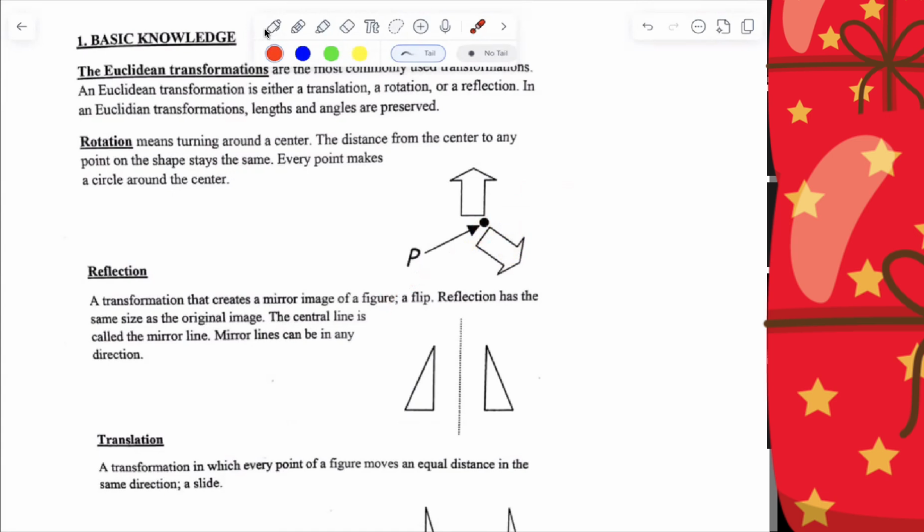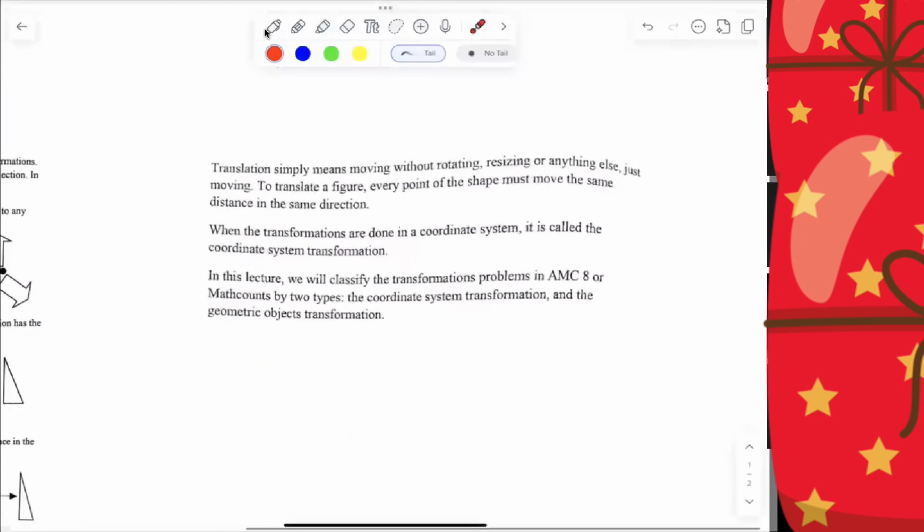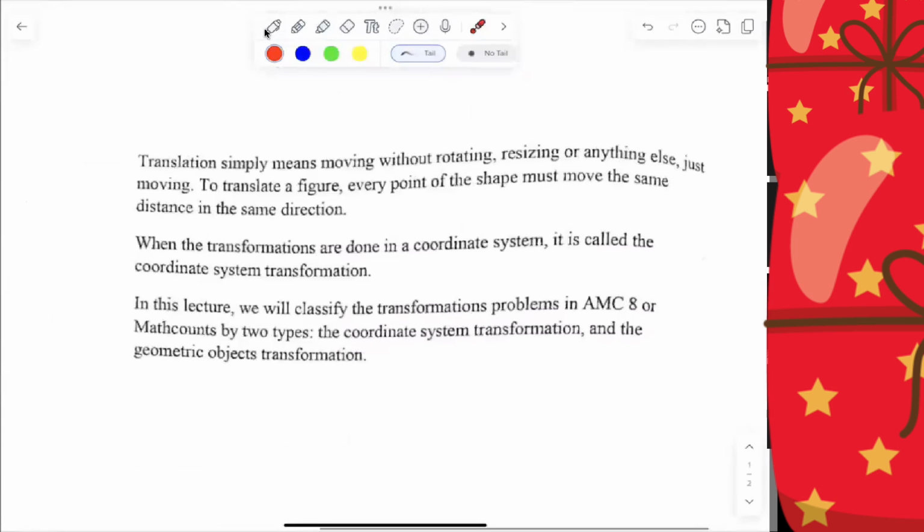A reflection is a mirror image of itself, like a flip. Pretend you have a paper and you fold it in two. You're making a reflection, and each side of the fold is congruent. And translation is just moving the object, without rotating, resizing, or anything else. To translate a figure, every point of the shape must move the same distance in the same direction.